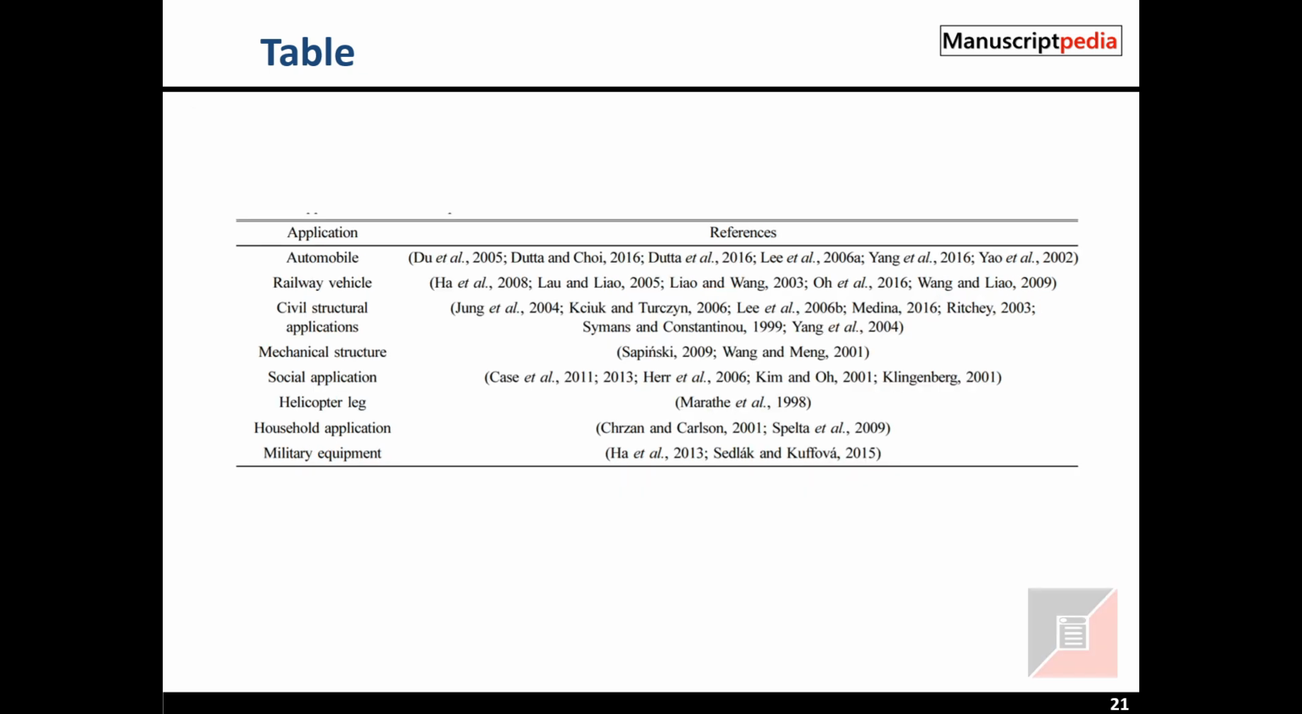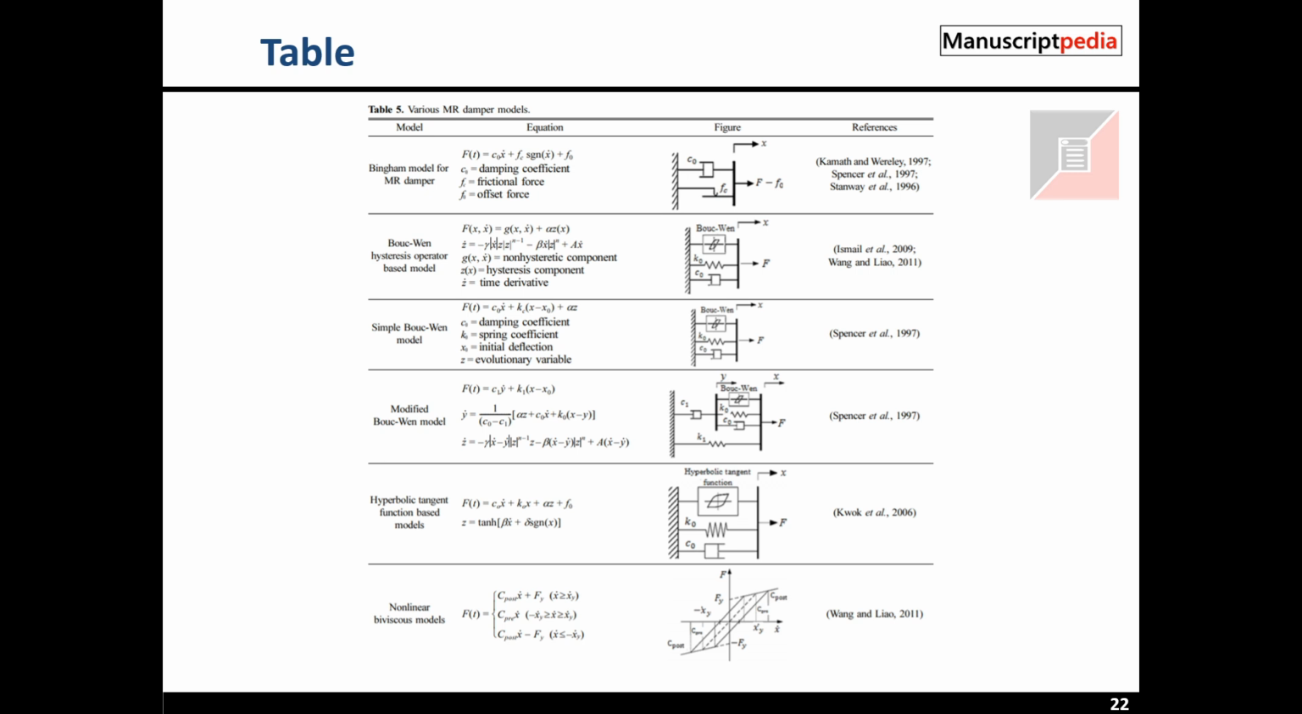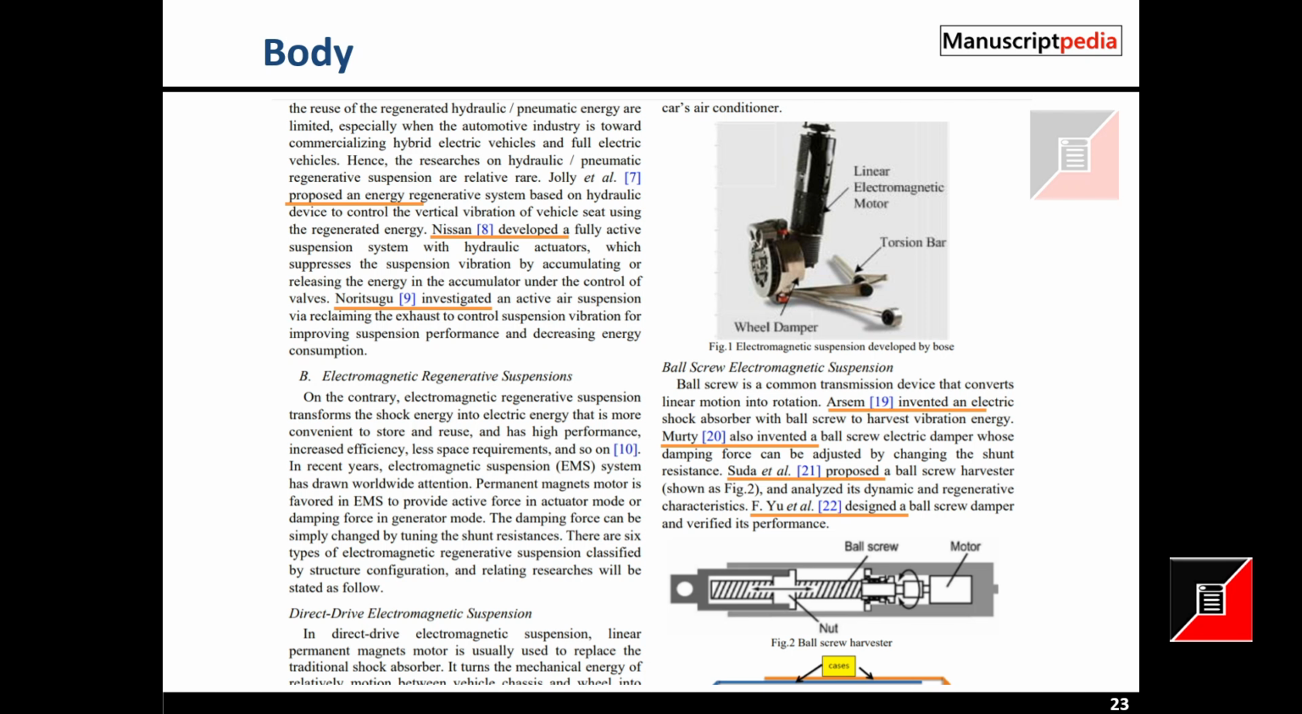And in another table you can see the application alone with the reference. And in this table you can see the model, equation, figure, and finally the reference. So what types of models there were, and their equations, and the figure, finally the reference. And inside the body of the article you can see Jolly et al proposed, Nissan developed, Norsegun investigated. On the right side you can see Erson invented, Murthy also invented, Sudha et al proposed, and you designed. Similar to that you have to write, but the connection should be there between each sentence.